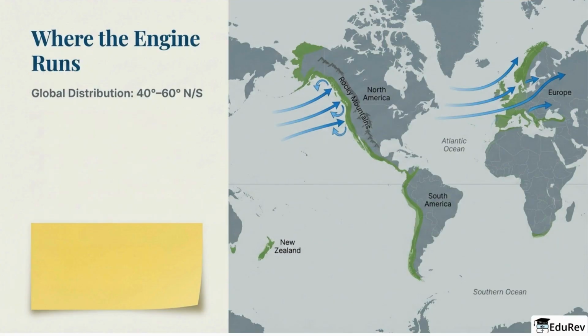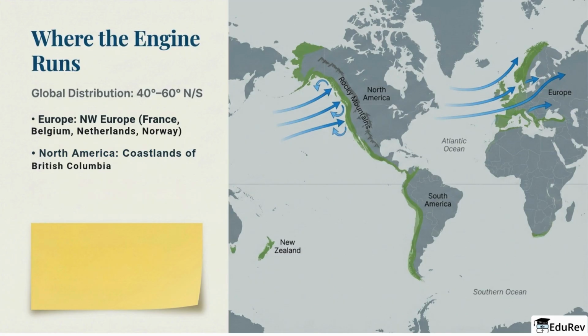Start with location. This climate lies roughly between 40 degrees and 60 degrees north and south on the western margins of continents. The key regions are Northwest Europe, especially France, Belgium, the Netherlands, and Norway. In North America, mainly the coastlands of British Columbia. And in the Southern Hemisphere, southern Chile, Tasmania, and New Zealand.